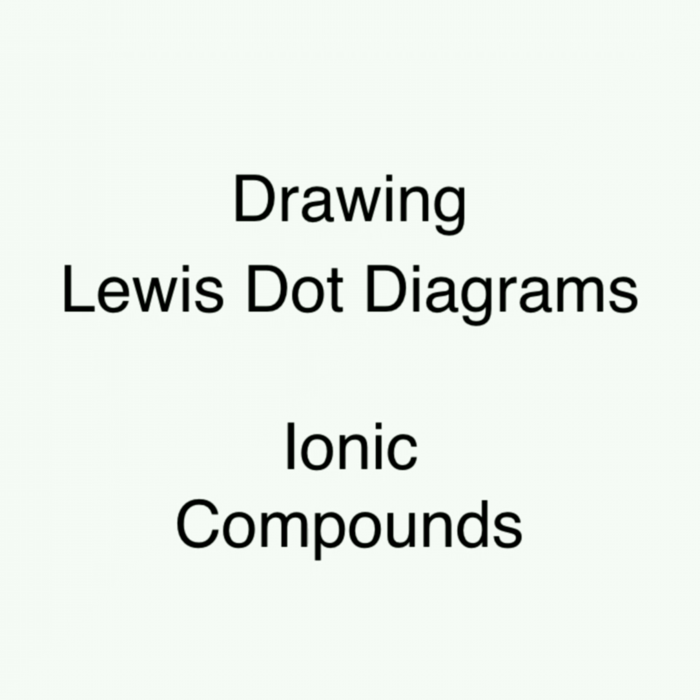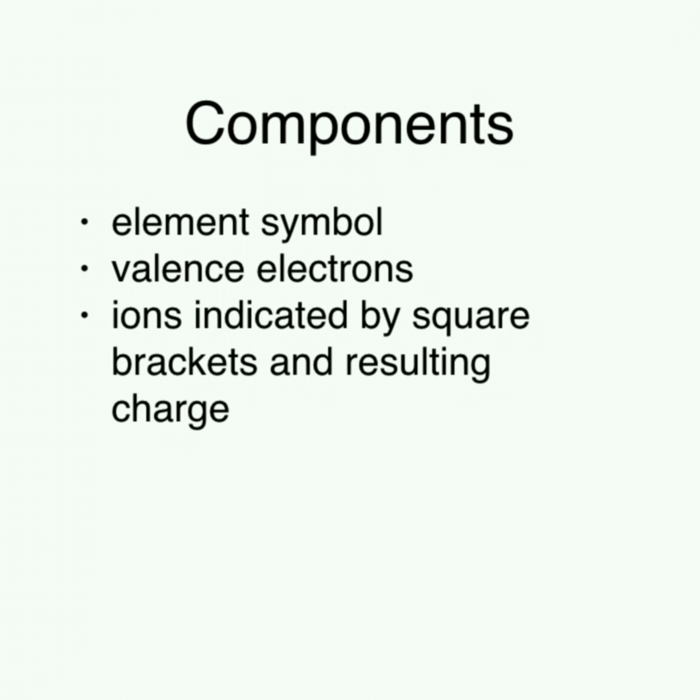In this lesson, we will take a look at how to draw Lewis dot diagrams for ionic compounds. There are three components that encompass Lewis dot diagrams for ionic compounds. The drawings are made up of the element symbol surrounded by dots representing the valence electrons. If drawing an ion, the drawing must be surrounded by square brackets with the resulting charge labeled.